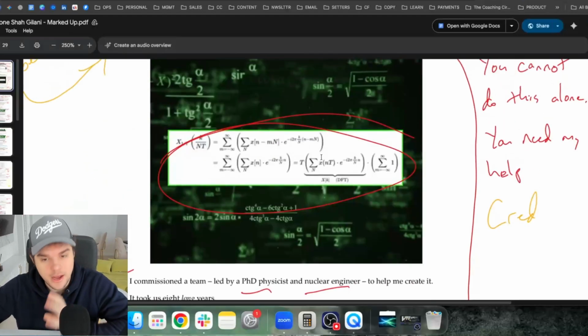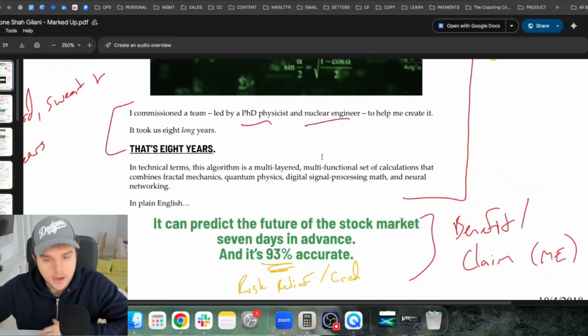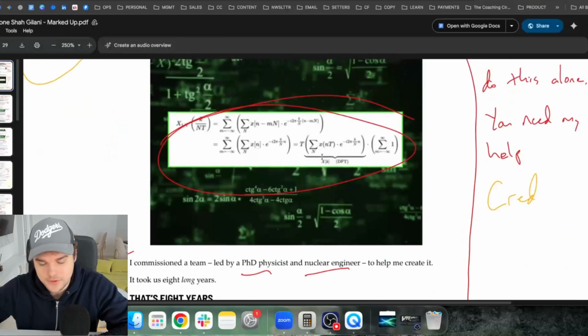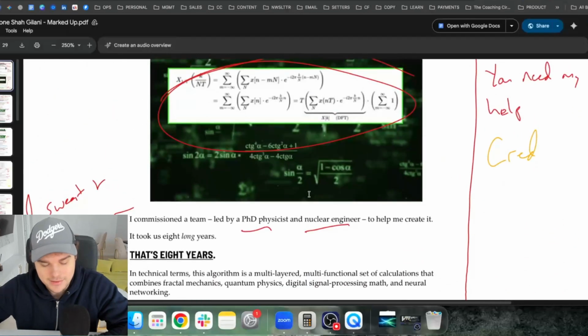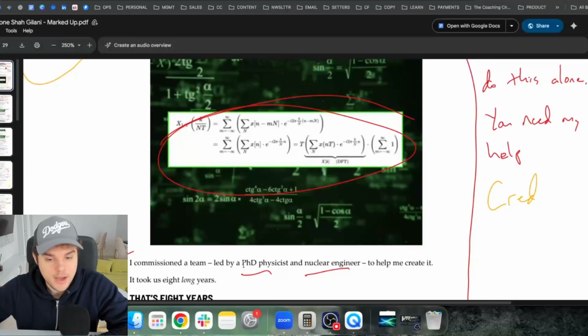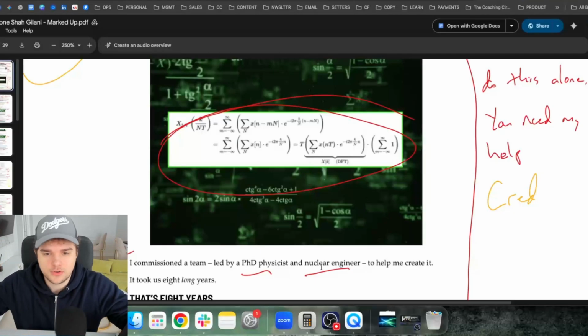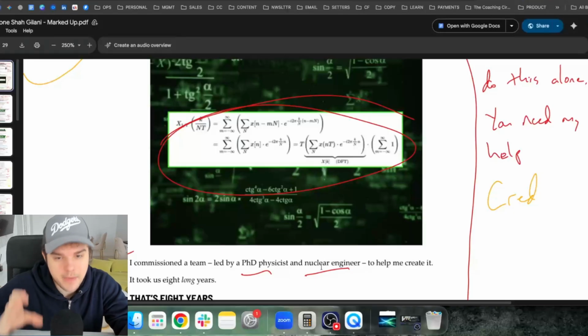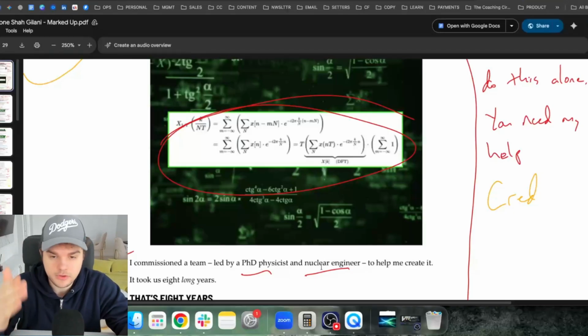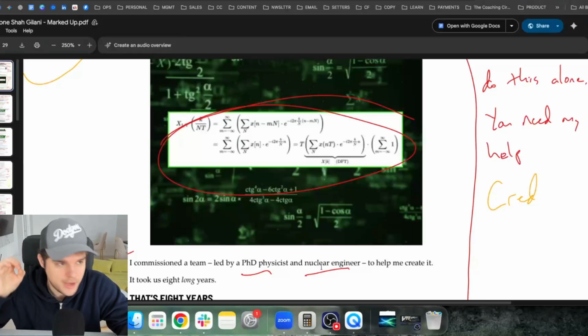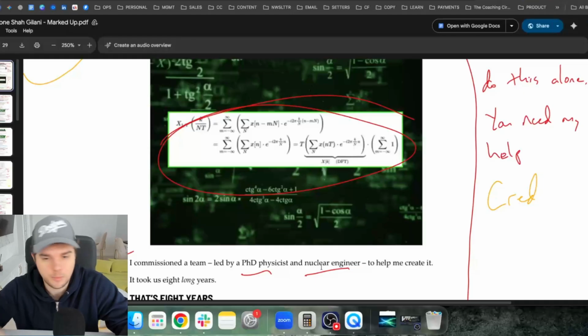So he created an algorithm that predicts the future of the stock market 7 days in advance, and he created this unique algorithm with the help from a PhD physicist and a nuclear engineer. This is completely unique, right? I haven't seen something like this before. So this is definitely a unique mechanism, right? This is the secret sauce because of this algorithm that he's been creating for 80 years with a PhD physicist and a nuclear engineer, and it predicts the future with 93% accuracy.